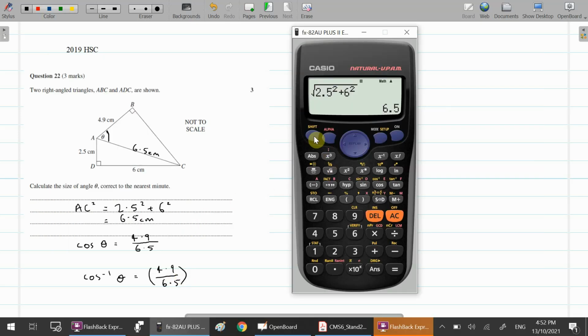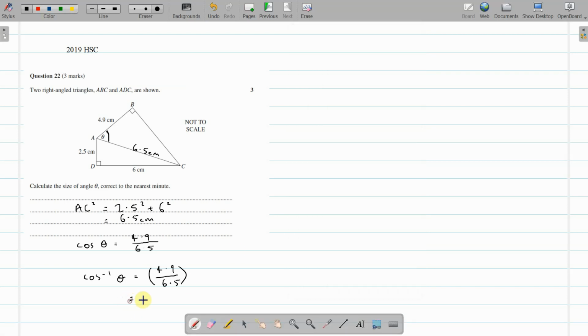Let's do that. Shift and cos, fraction 4.9 over 6.5. Yes, nearest minute. Okay, so do the degree button. There it is. And we've gone just over halfway with the seconds, so it's 41 degrees and 5 minutes.